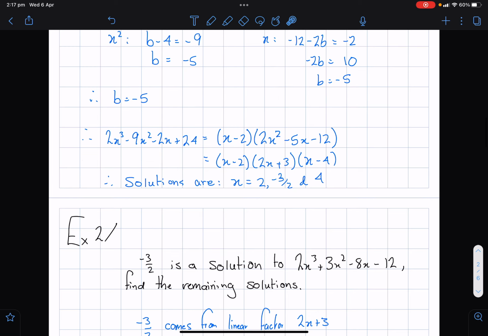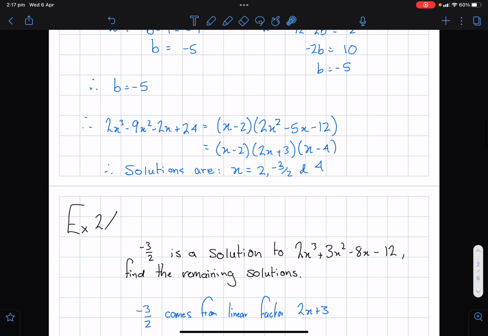So another example. Negative 3 on 2 is a solution to 2x cubed plus 3x squared, take 8x, take 12, and we should be writing x equals, finding the remaining solutions. When we've got a solution that's a fraction, it is a bit harder to find that linear factor, but we have actually just done it up here. Negative 3 on 2 comes from the linear factor 2x plus 3. A good way to look at it is the denominator will become the coefficient of x, and then you flip the sign of the numerator, and that's your second term.